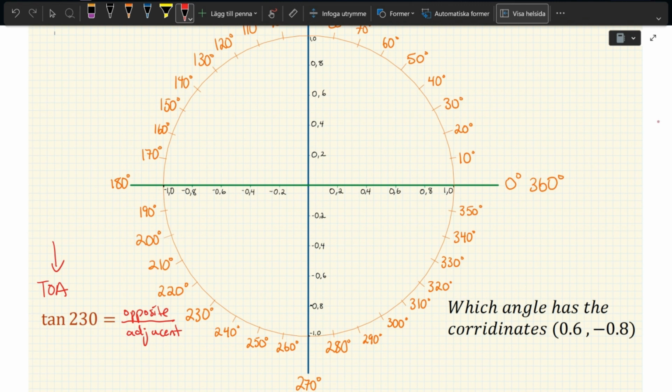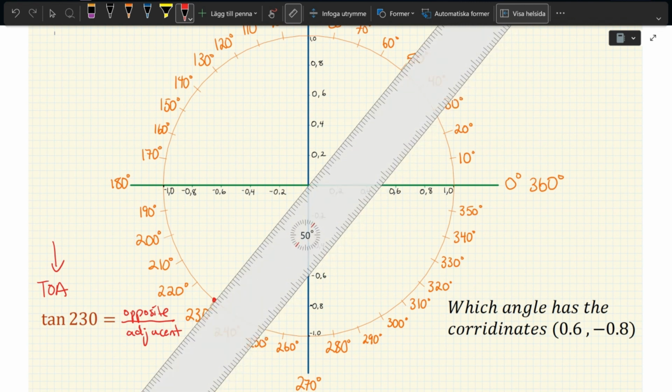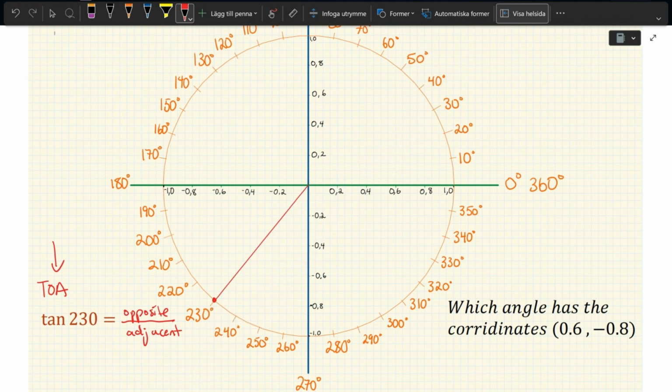So 230 degrees along the circle, we find it is here. And so we can also imagine that from the origin, we draw a line. We saw that was a 50 degree angle, but we can also calculate this by imagining how much we went from the x-axis, or 180 degrees. We could do the difference between 230 minus 180, and you should get 50 degrees.